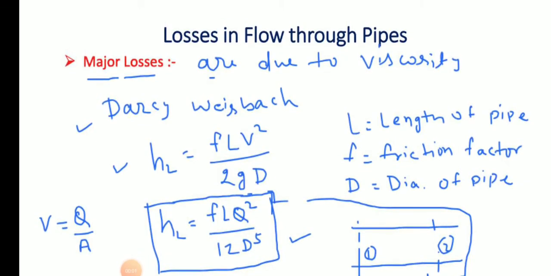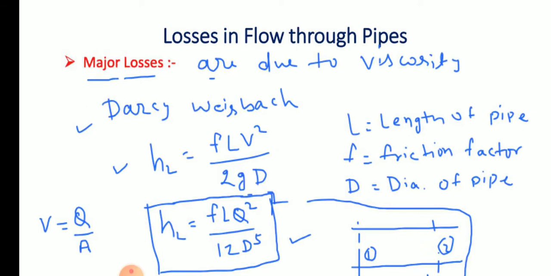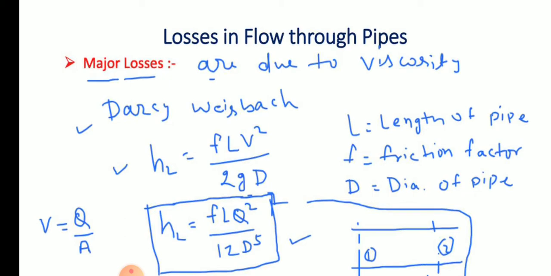Hello friends, so today we will discuss losses in case of flow through pipes. These are categorized in two basic categories. First is major losses. Major losses are due to the friction or viscosity, and Darcy-Weisbach gave an equation to calculate such losses, which is fLQ² upon 2gD, where f is friction factor, D is diameter of the pipe, L is length of the pipe, Q is discharge, right?